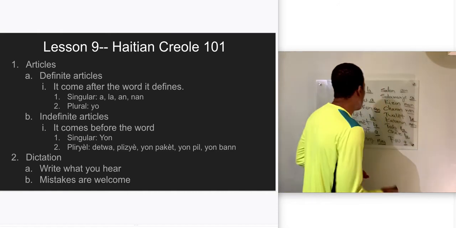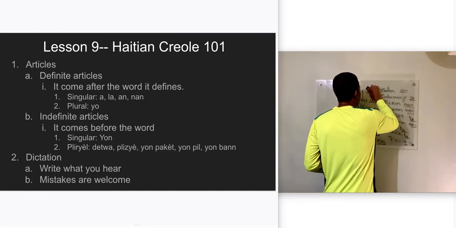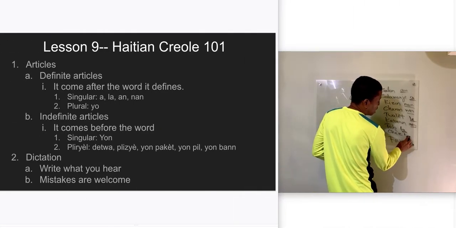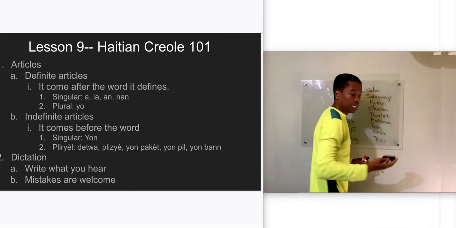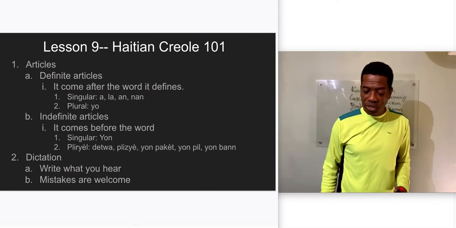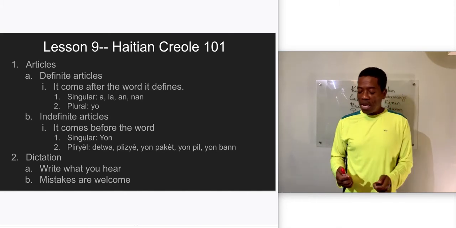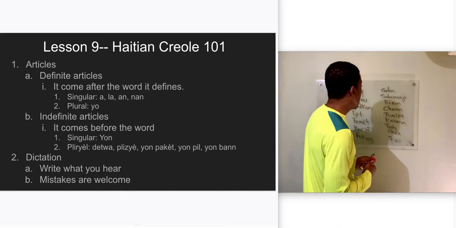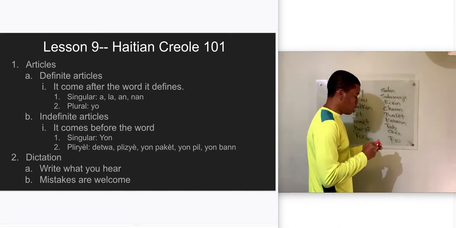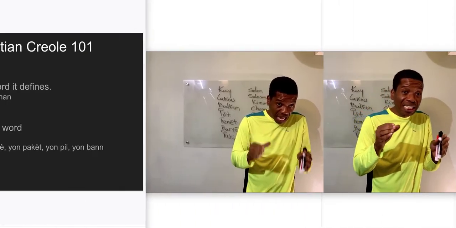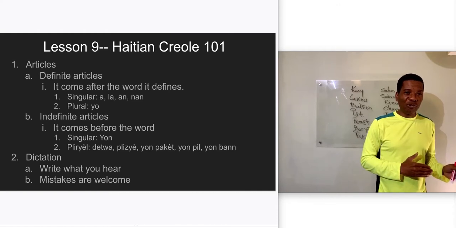Now, the indefinite one. We call it indefinite because it talks about numbers, kind of. Let's see, for instance, if I want to say a house, an apple, right? An apple will be, in Haitian Creole, when it's indefinite, the article comes first.